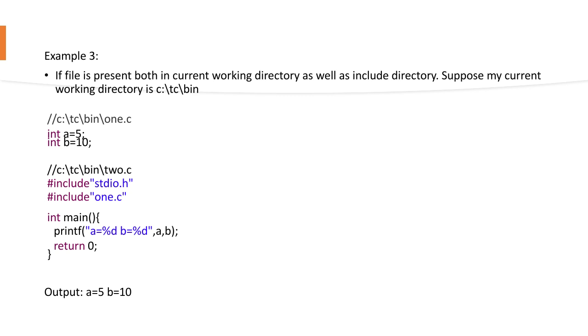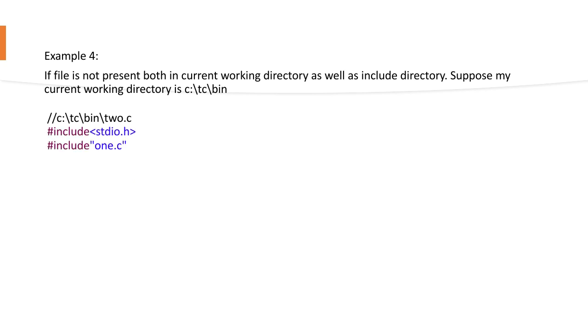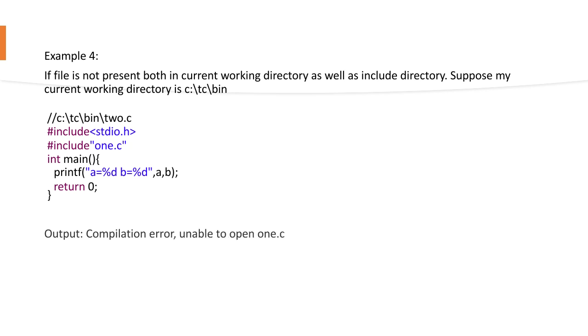But here comes a situation where the file is not present in the current working directory as well as the include directory. Suppose my current working directory is c/tc/bin. Now the real test comes. I have double quote 1.c here, and I'm trying to print a equal to %d, b equal to %d, a comma b. Now it will produce an error saying unable to open 1.c, since it is not present in both the directories. So this is how the compilation error comes.